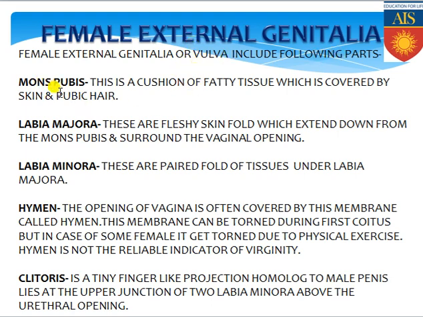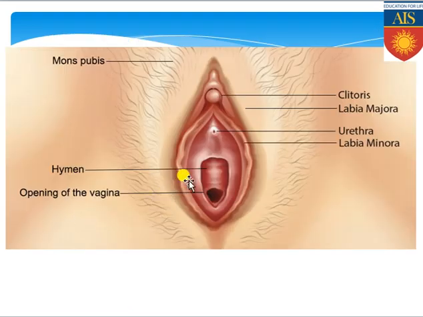First part is the mons pubis. What is that? This is a cushion of fatty tissue which is covered by the skin and pubic hair. And keep it in your mind, this is present anteriorly to the female external genitalia. So I am just showing you the figure. Suppose this is the female external genitalia. So the anterior portion, which is fleshy and also contains hairs, is commonly known as mons pubis.